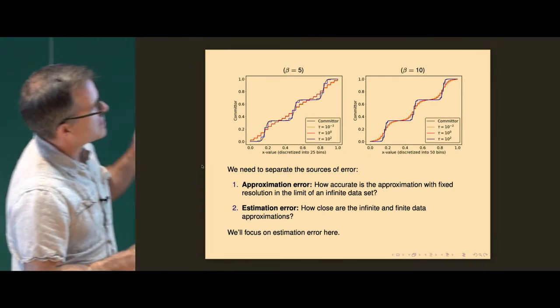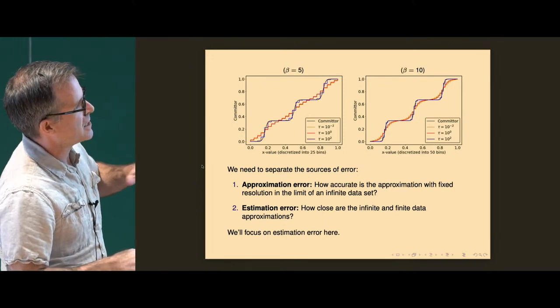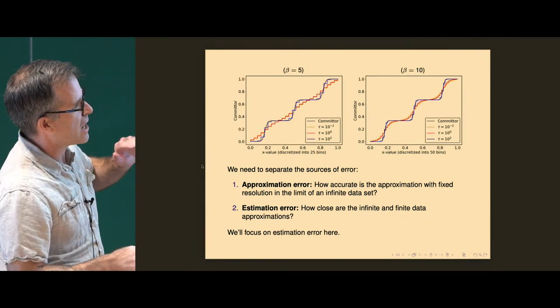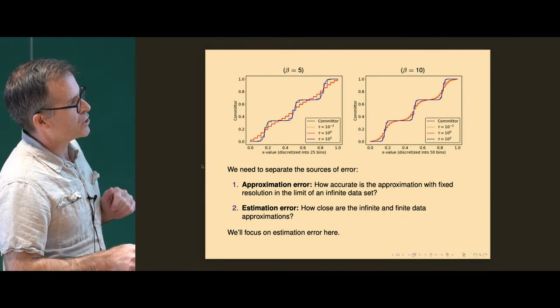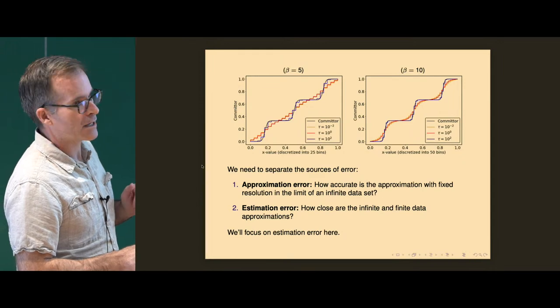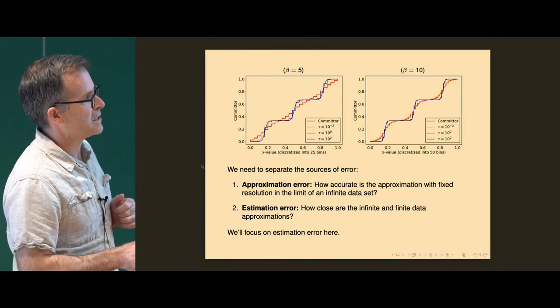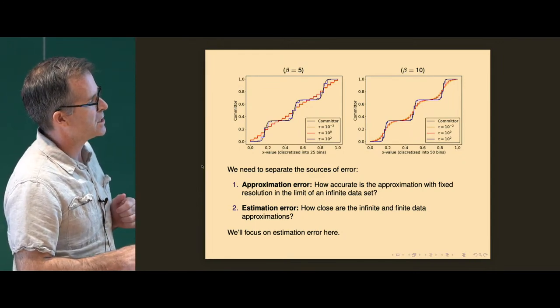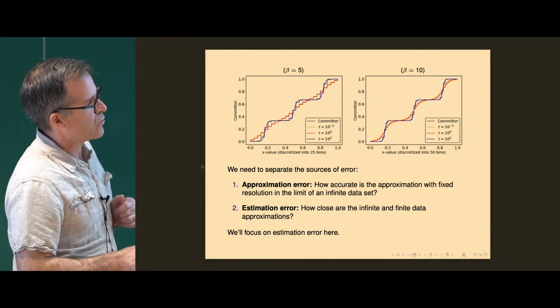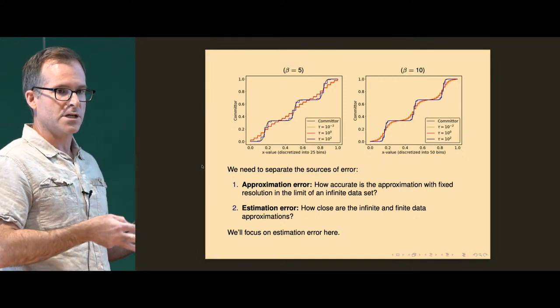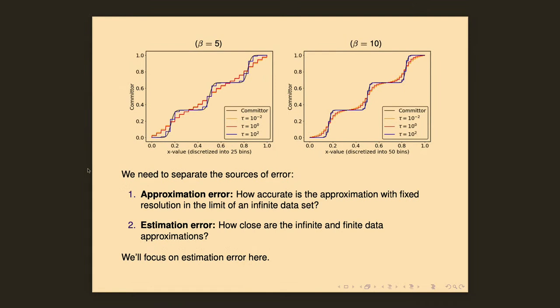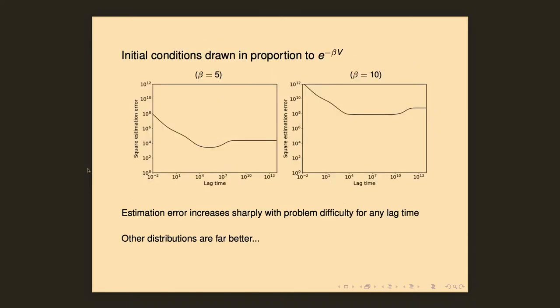I want to finish up. There are different kinds of error. I think that's probably pretty clear. One is just how well your chosen approximation class can represent the true solution to the equation. And another is estimation error, which is that when I actually go solve this equation, I'm using trajectory data, and a finite amount of it. So what's the effect of the sampling error? I'll just mention a few conclusions for sampling error.